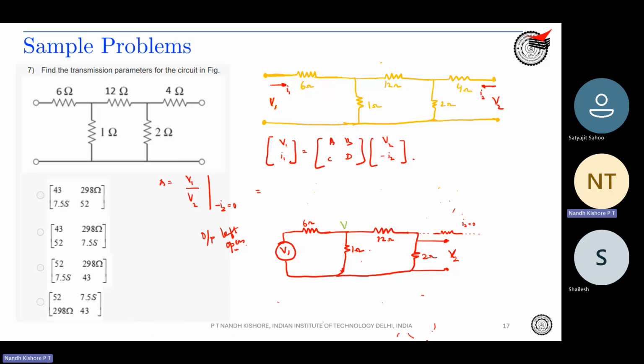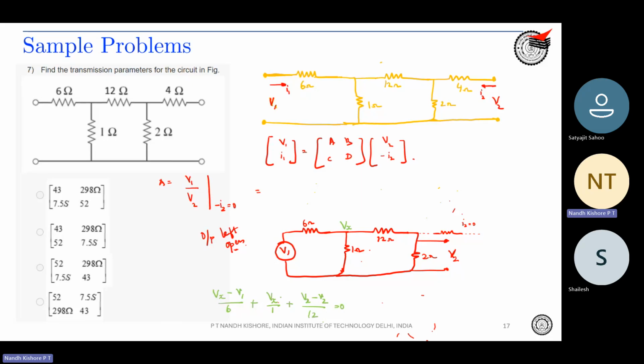If I call this Vx again, then Vx minus V1 by 6 plus Vx by 1 plus Vx minus V2 divided by 12 is equal to 0. This is 1, and you of course know that V2 is the drop across your 2 ohm resistor, correct?